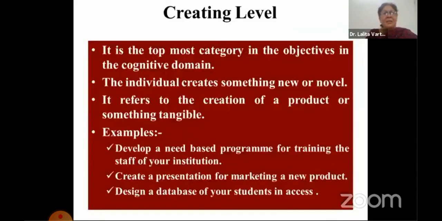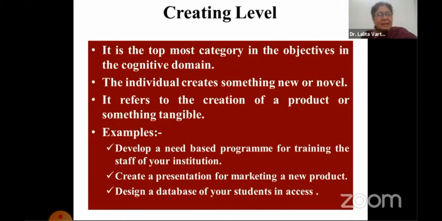Next, the highest stage in the cognitive domain is the creating level. We want our students to create new things. So you will realize that this is the topmost category in the objectives of the cognitive domain. Here, the individual creates something new or novel. It refers to the creation of a product or something that is tangible, which can be seen.